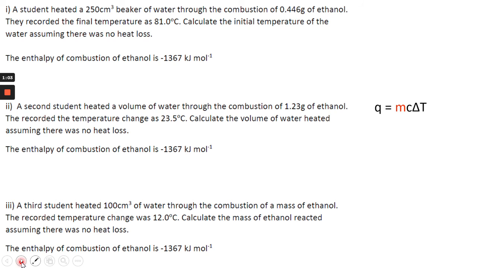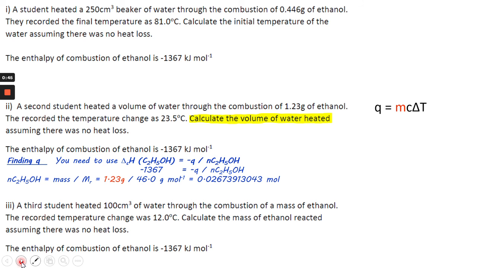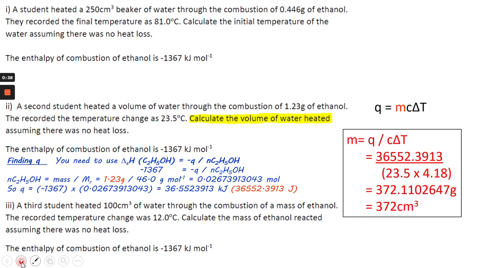So let's do the next one very quickly. I'm going to speed up a little bit here. So m is going to be the thing that we want to work out because that's connected to the volume of water. 1 gram of water is the same as 1 centimeter cubed. So again, you need to find Q, the same way we did before. Insert the minus 1367, and this time we put in 1.23 grams as the mass. That gives us a different number of moles, which therefore gives us a different value for Q. So this time m is Q over cΔT. So you put the numbers in and you get 372 centimeters cubed as your volume.